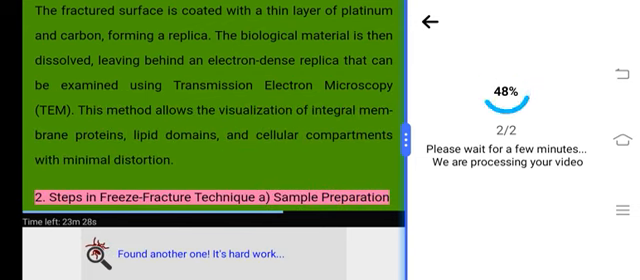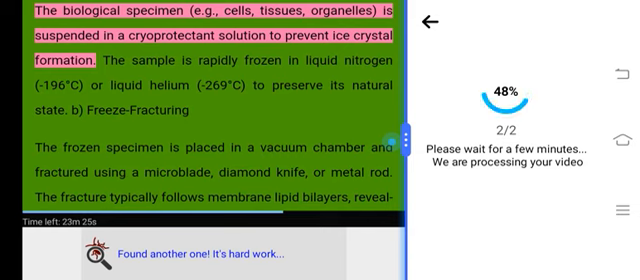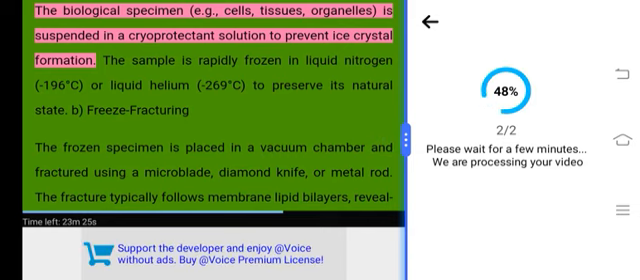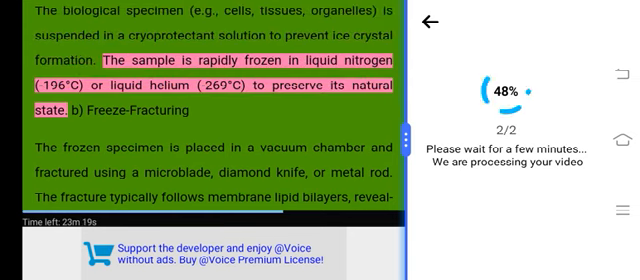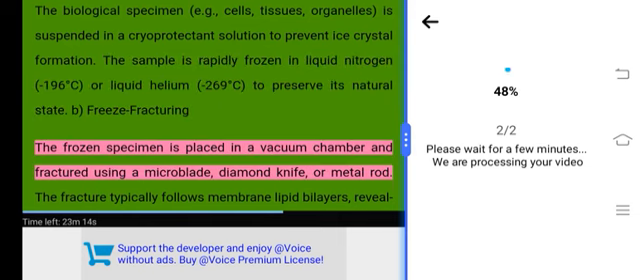2. Steps in freeze fracture technique. A. Sample preparation. The biological specimen, e.g., cells, tissues, organelles, is suspended in a cryoprotectant solution to prevent ice crystal formation. The sample is rapidly frozen in liquid nitrogen (-196 degrees Celsius) or liquid helium (-269 degrees Celsius) to preserve its natural state. B. Freeze fracturing.